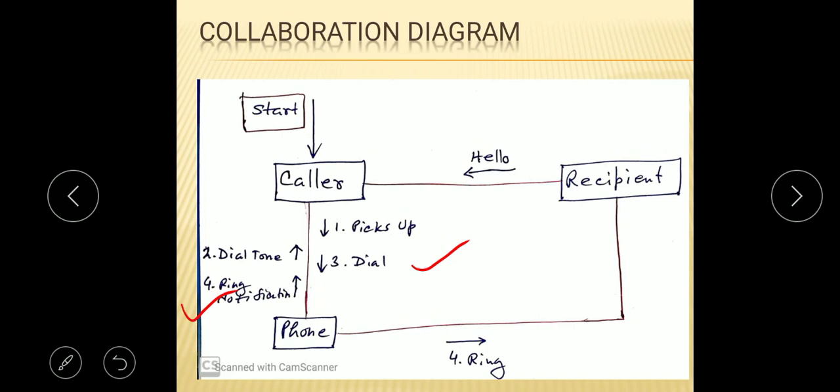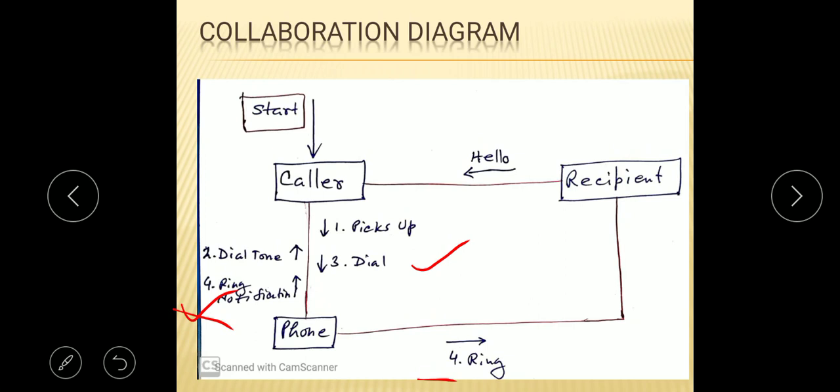Okay, number 3 caller to phone, that is dial. Number 4 ring, that is phone to recipient. After dialing, that is number 3, the ring will go to recipient, and ring notification at number 4 will go to caller. See, both of them are numbered as 4. Okay, like the sequence diagram.